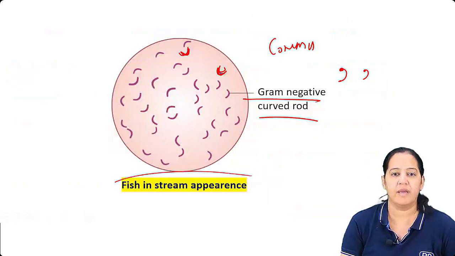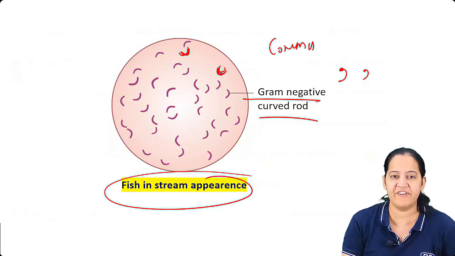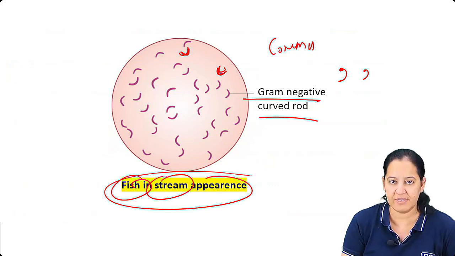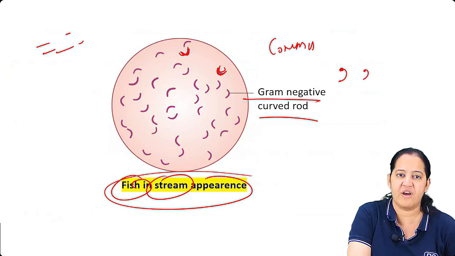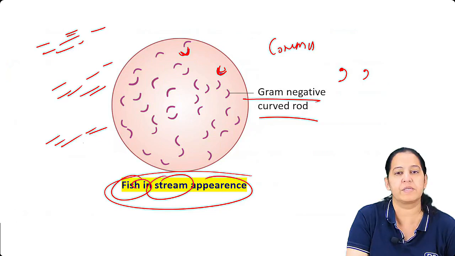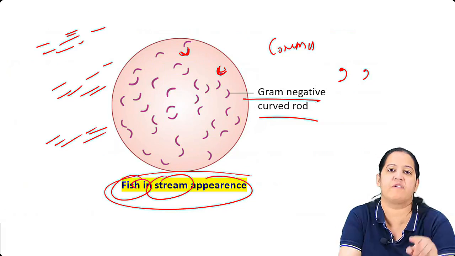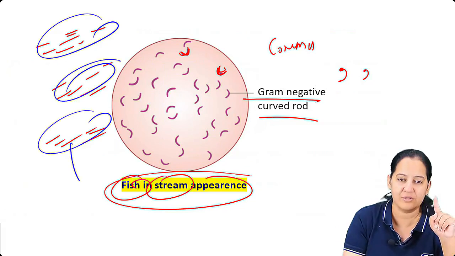Number 2, it travels in groups. Have you seen the fishes in a stream? Have you seen how the fish travel? Fish travel like this in small groups. So in the blood, Vibrio also travel in small groups. It is known as fish in stream appearance.